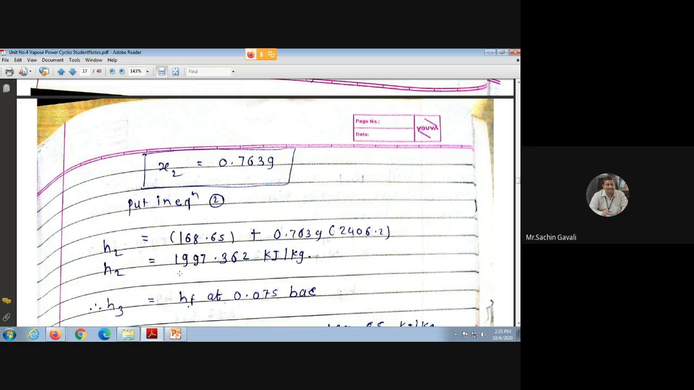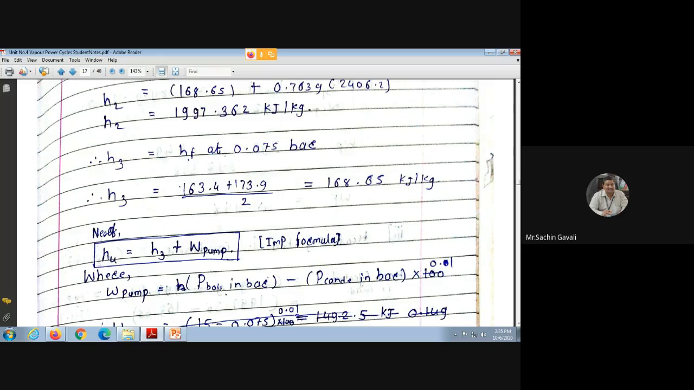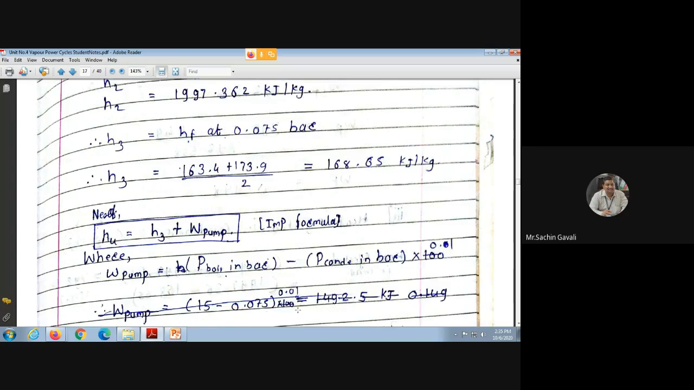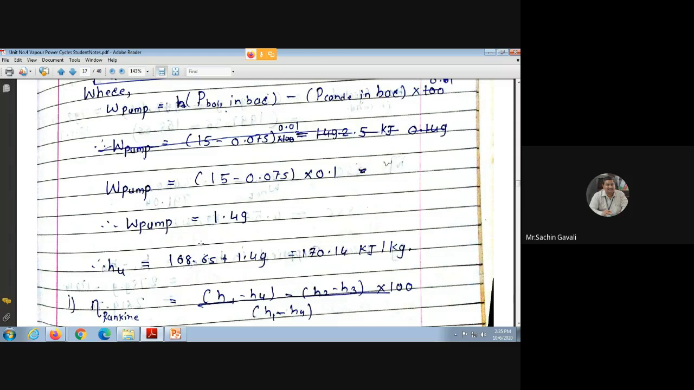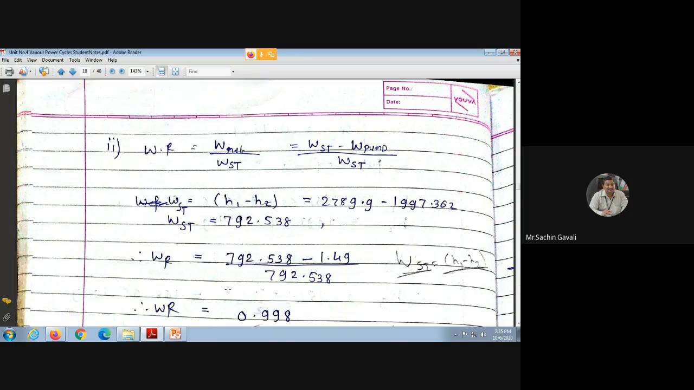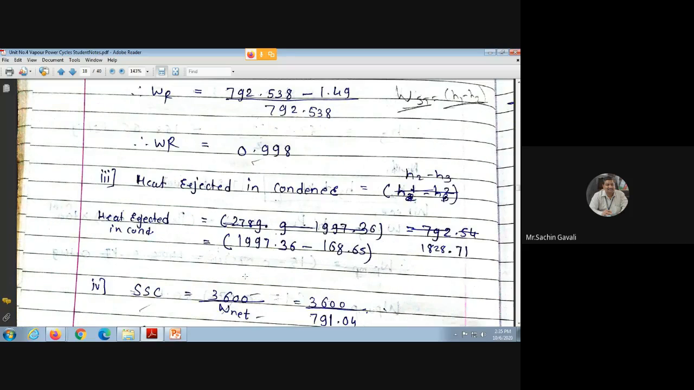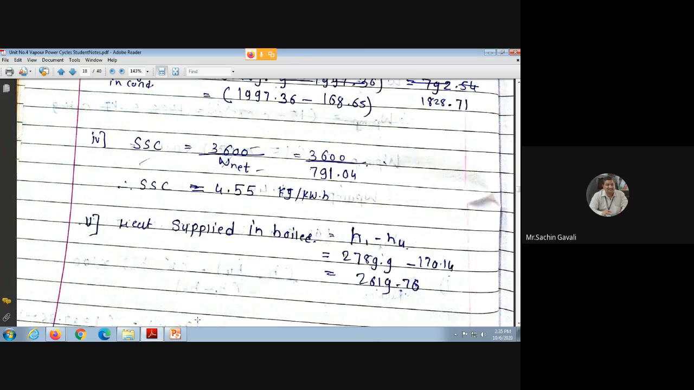Okay, matching. H3 is equal to Hf at 0.075 bar, we calculated 168.05. W pump, important formula: P boiler in bar minus P condenser in bar into 0.1, which gives 1.49. W pump, H4 we calculate 170. Then the Rankine efficiency we got 30.19%. Then work ratio we are getting 0.99. Heat rejected in condenser, H2 minus H3, is equal to 1828.71, and SSC 4.5 kg per kilowatt hour. Heat supplied 619.